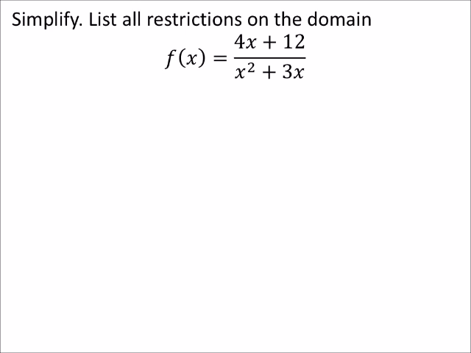So we kind of have to choose, do we want to simplify first or find the restrictions in the domain? It's good to do that because then we're splitting it up into smaller problems, which may be a little bit more manageable. All right, so let's simplify this thing.